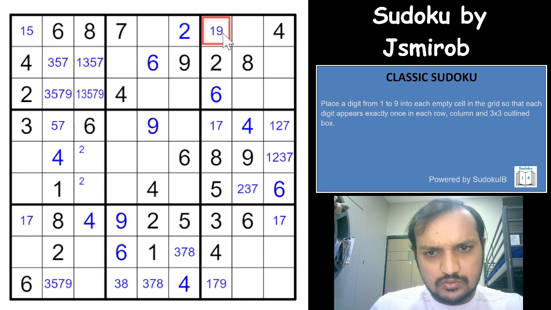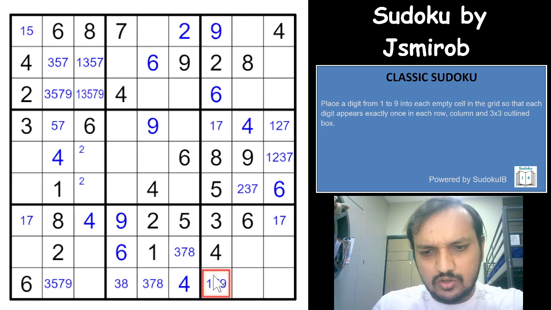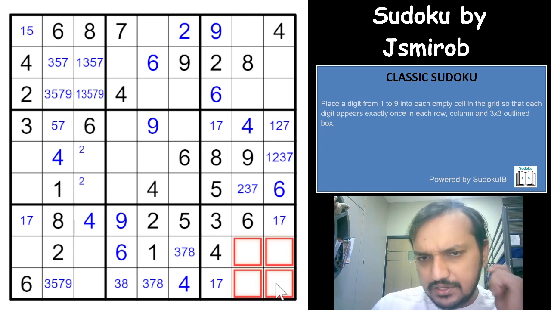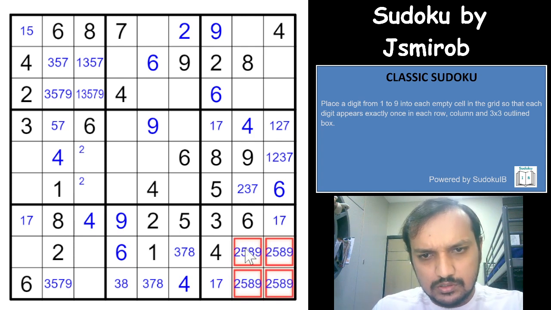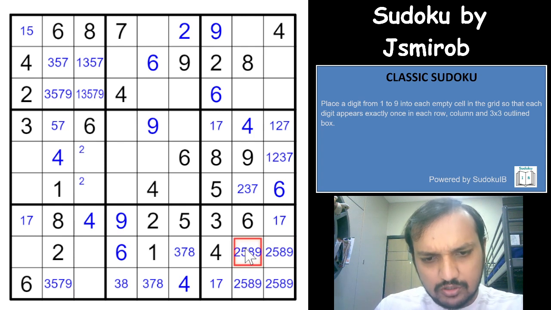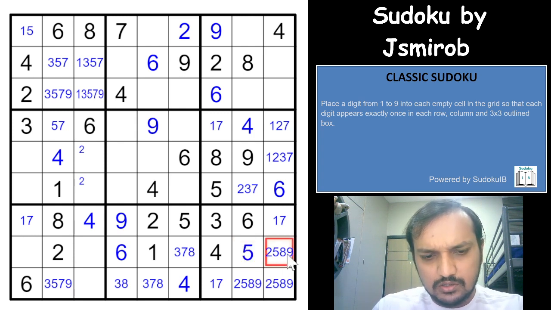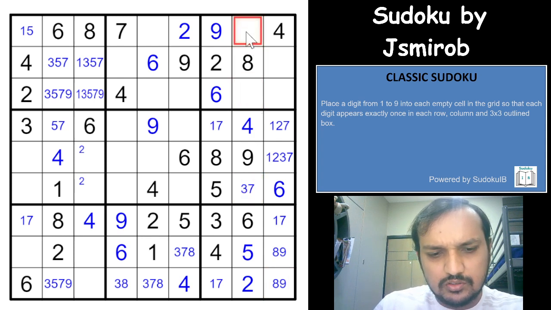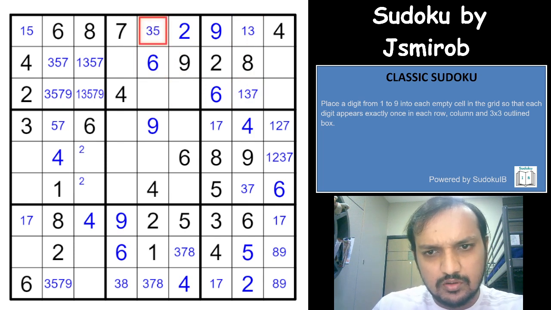So which means this cell would have to be a 9. This is not a 9. I have a 1 7 pair here. So 2, 5, 8 and 9. This cell is not an 8 or 9, not a 2, so it has to be 5. 2 and a 5, 8 9, this has to be a 2. This cell is not a 2 now. 1, 3 and a 7, so this is 1, 3 and a 7, this is 3, 5.